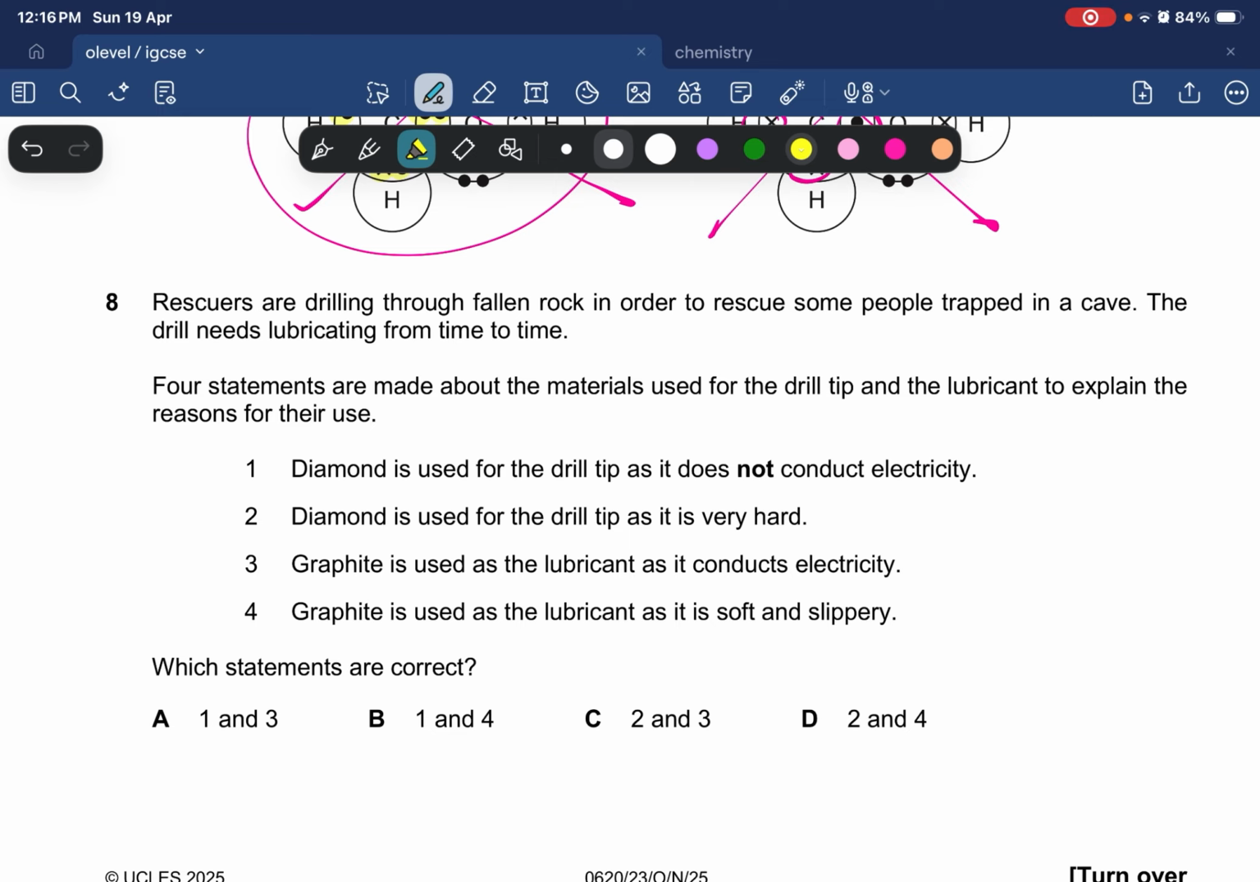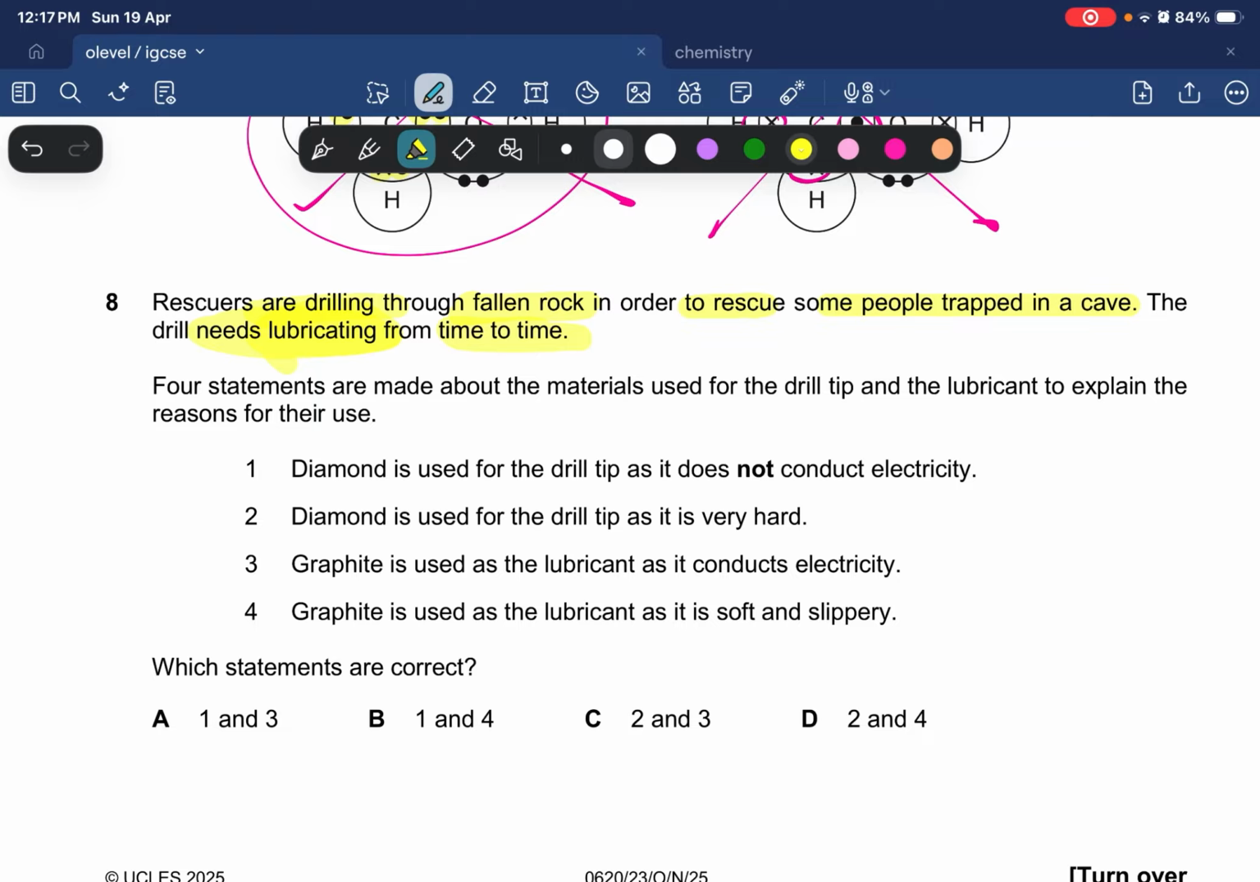Rescuers are drilling through fallen rock in order to rescue some people trapped in a cave. Okay, there's a tragedy that has occurred, so now they're helping the people. The drill needs lubricating from time to time so that it can work better, because lubrication means you add some slippery material like graphite. Graphite is a good lubricant.